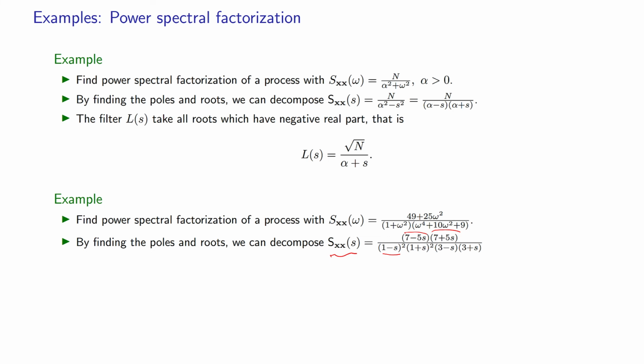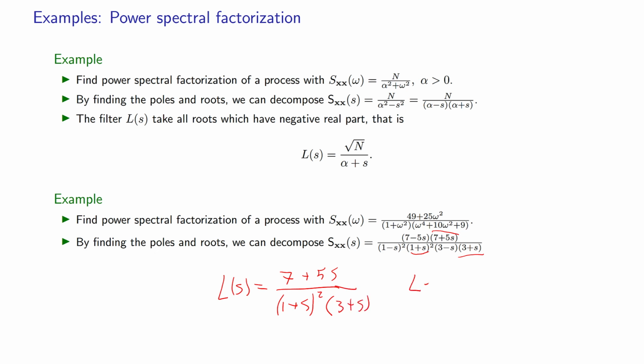So now we have to determine which poles and which zeros are for L of s. What I see here is that this one has a negative real part for s. This one has a positive real part. This one has a positive real part. So I have to take this one for L of s because it is negative, and this one. So L of s for me is equal to 7 plus 5s divided by 1 plus s squared, and then 3 plus s.